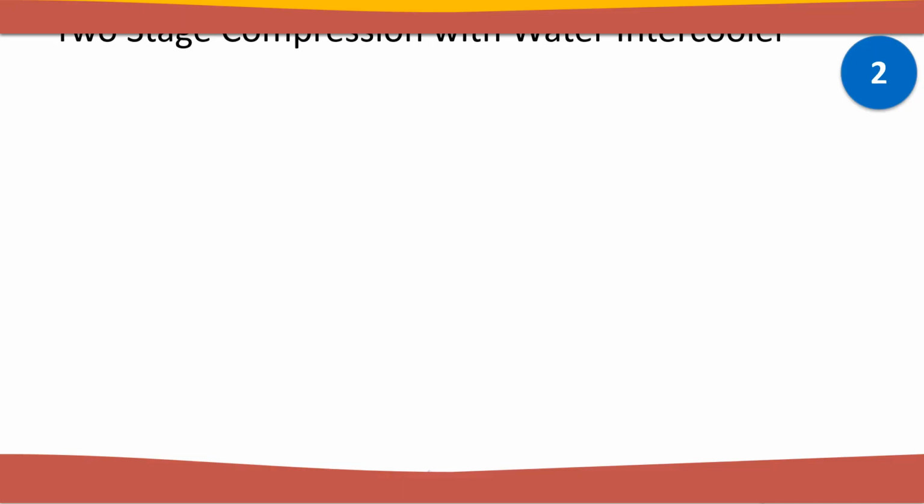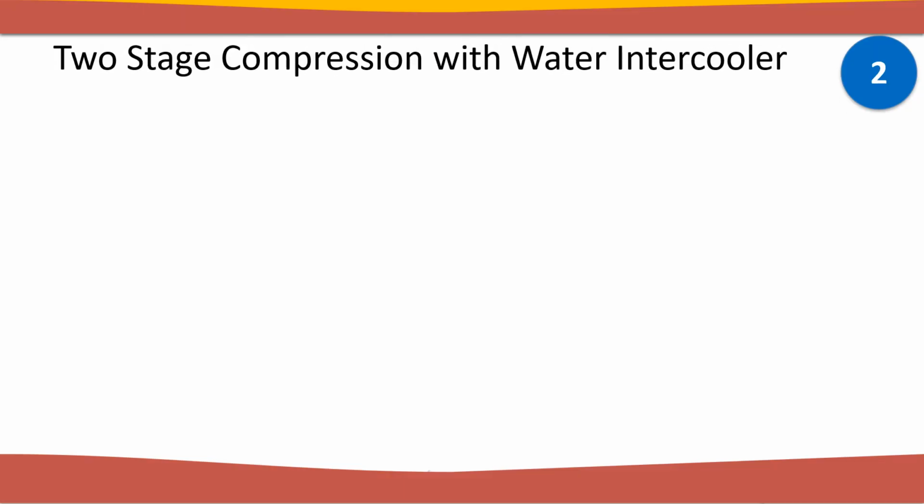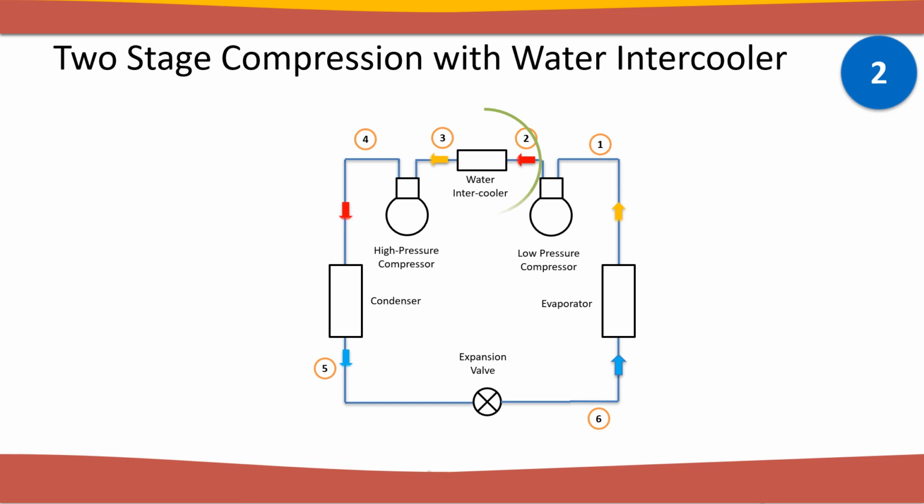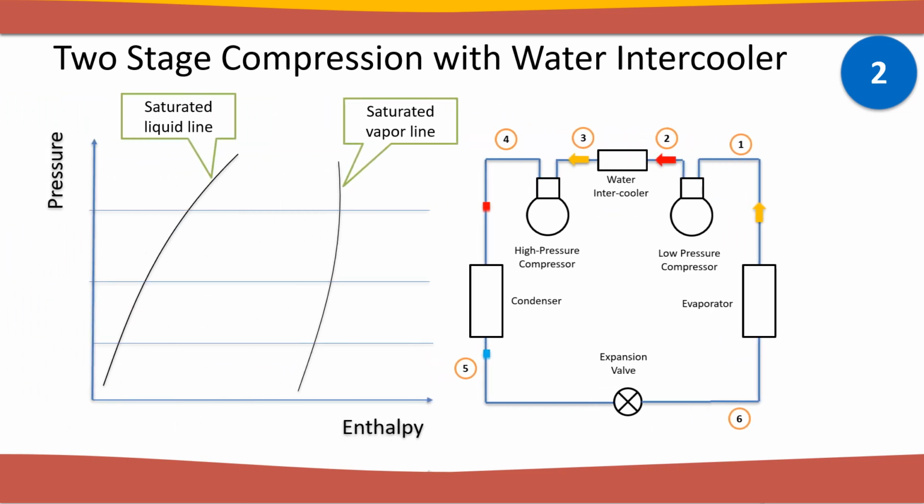Now, let's examine the two-stage compression system with a water intercooler. Here, the refrigerant is cooled by water after initial compression as shown in the diagram. Let's examine the processes on the pressure enthalpy diagram.